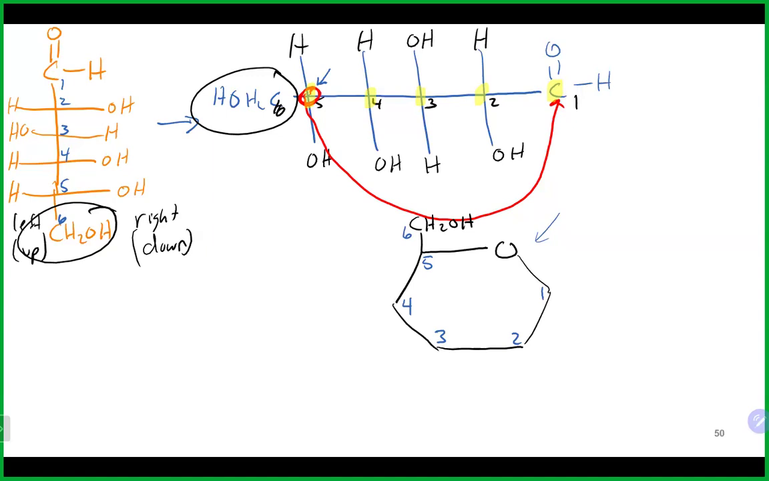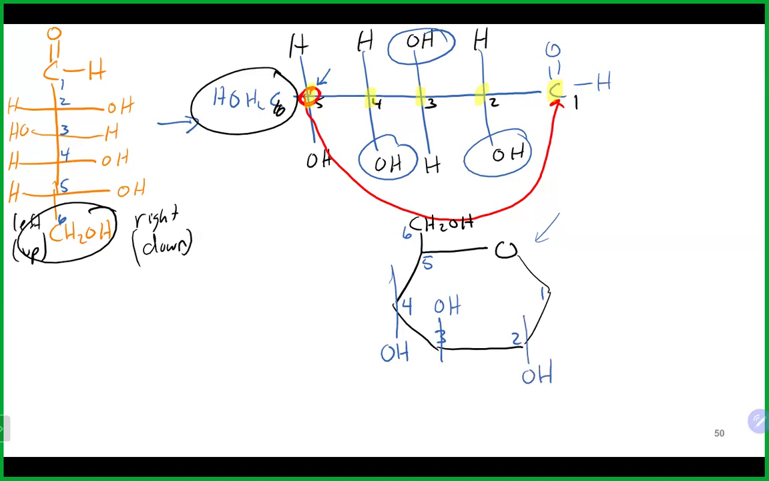At carbon number 4, my OH group is up or down? It is down. So I'm just going to throw my OH group down. At carbon number 3, my OH group is up. I'm going to throw my OH group up. And at carbon number 2, my OH group is down. So I'm going to go down in this case.